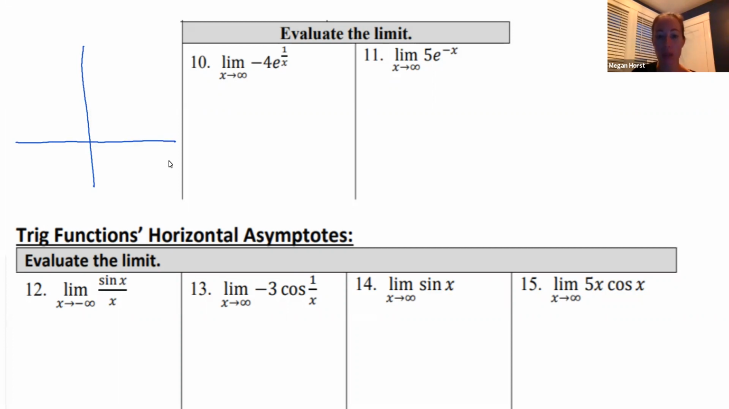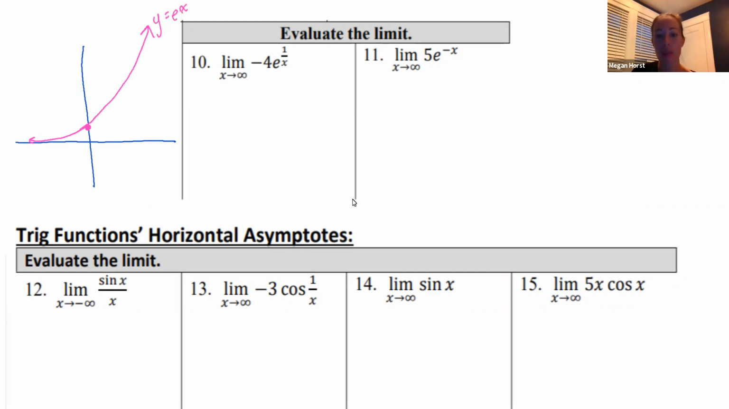So recall from last year that if you have e to the 0 power, anything to the 0 power is going to be 1. So e to the x has a y-intercept at 1, and then as we approach negative infinity, that value is getting closer and closer to 0, so it's asymptotic with my x-axis, and then as it goes to positive infinity, it's getting larger and larger and larger. So this is y equals e to the x.